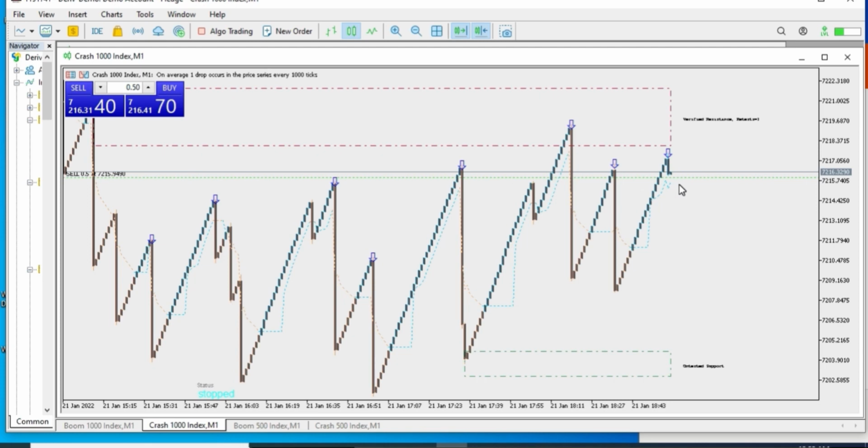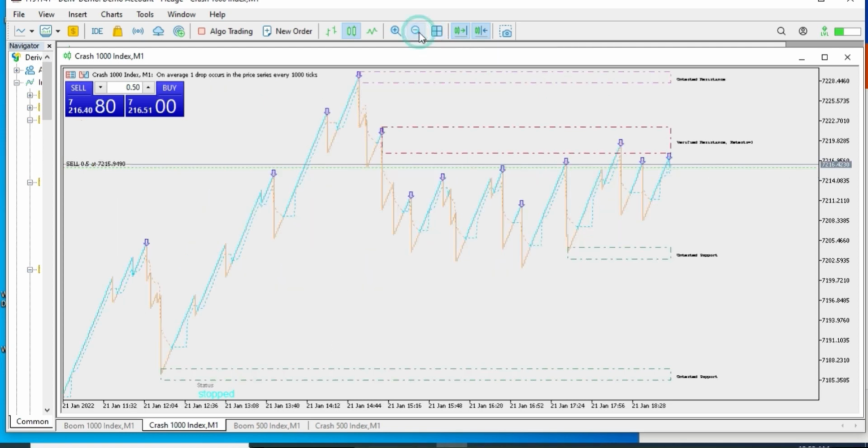If you know how to trade price action, you will understand what I'm saying. This zone, we call it the key zone because we have multiple rejections at this zone. So I'm not going to close. I'm going to wait for 2 to 3 minutes before I close my trade because I know the market is going to spike more.